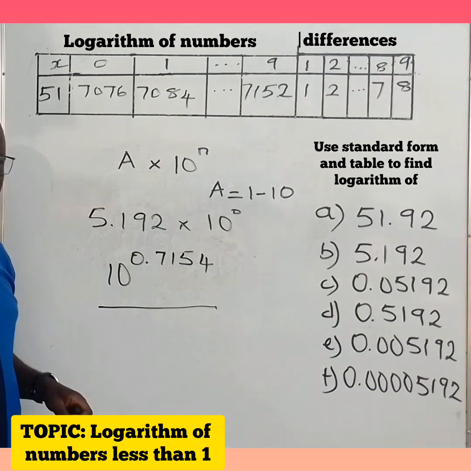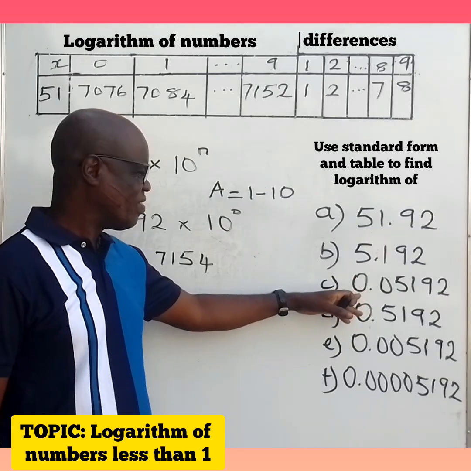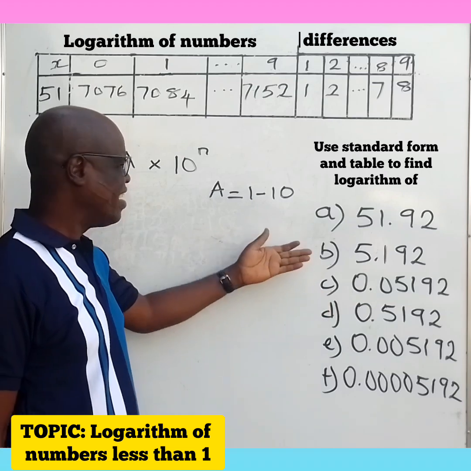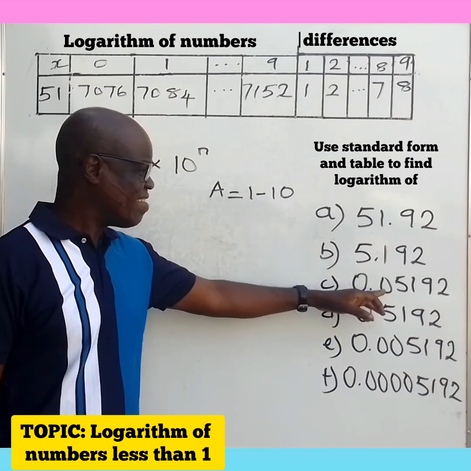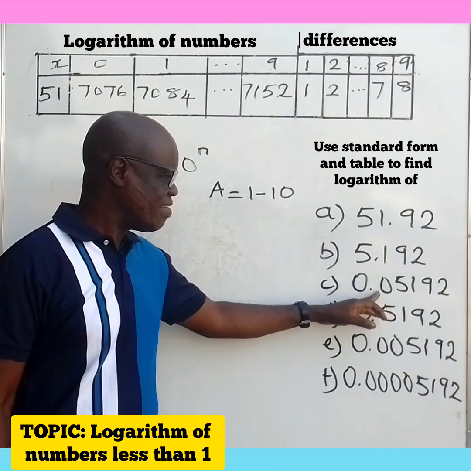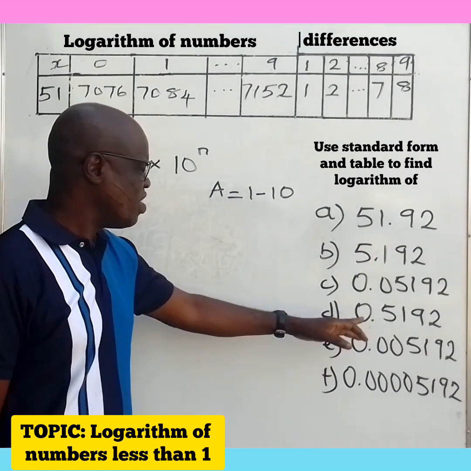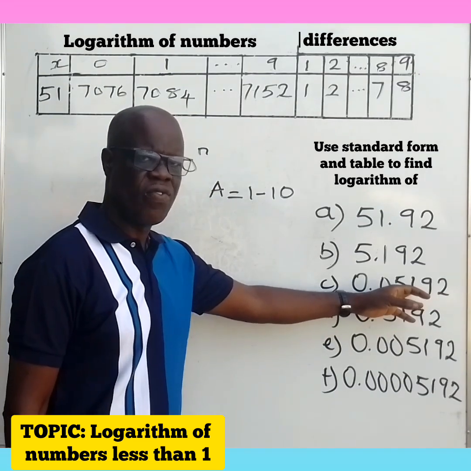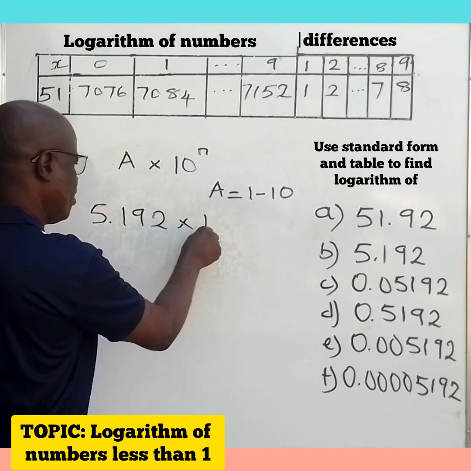Now, let's go to the main business: logarithm of numbers that are less than 1. The first thing is that we take this number to standard form. And in standard form, this A must be between 1 and 10. And this is 0.05192, less than 1. So what you will do is you shift this point 1, 2 places to make it 5. And that's 5.192 times.